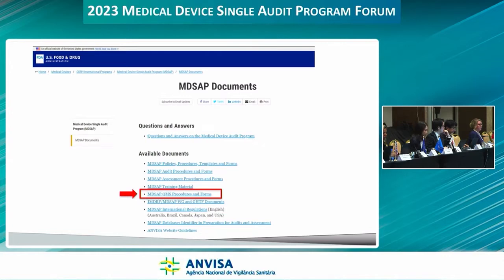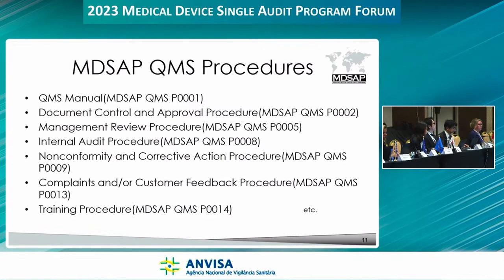Lastly, QMS procedures. Here's a list of our quality management system procedures. We have the QMS manual, document control procedure, management review procedure, internal audit procedure, CAPA procedure, and so on.